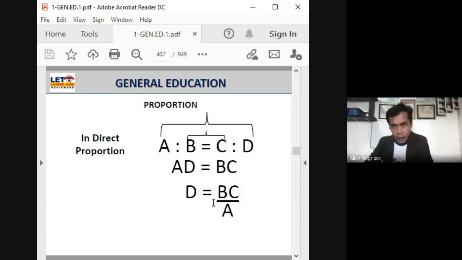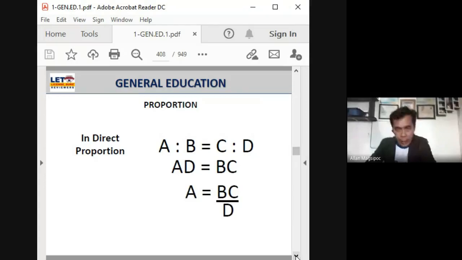Algebraic expressions. For example, if A is unknown, we get A is equal to B times C divided by B. What if B is the unknown? We get B is equal to A times D divided by C. And if the variable C is unknown, then we get C is equal to A times D divided by B. That's for direct proportion. I hope that's clear. No question about this?